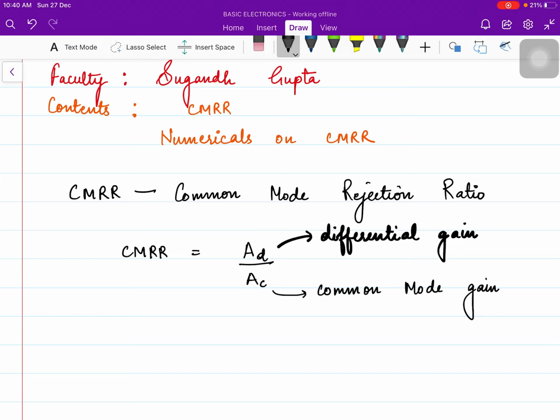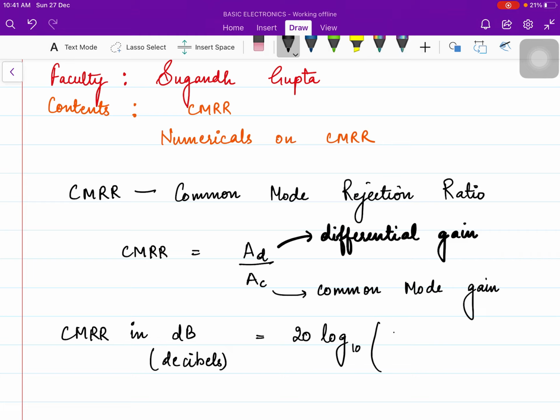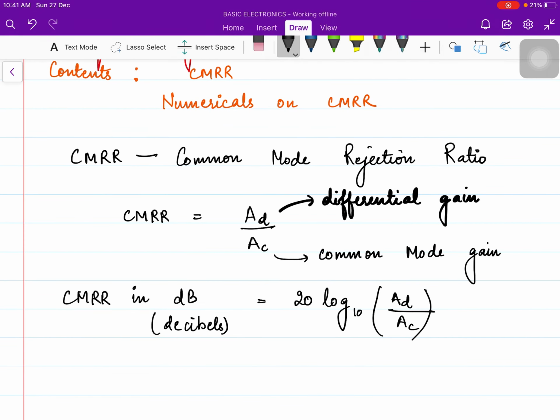So CMRR is AD upon AC. It is sometimes also calculated in decibels, that is dB. In that particular case, you simply multiply the general formula AD upon AC by 20 log base 10. You have to take the logarithmic value of AD upon AC.